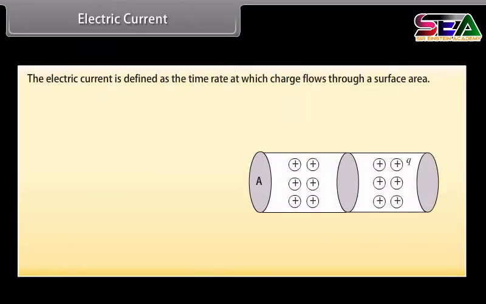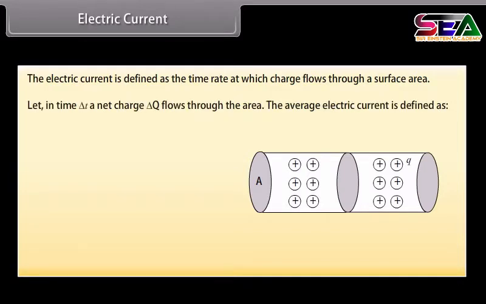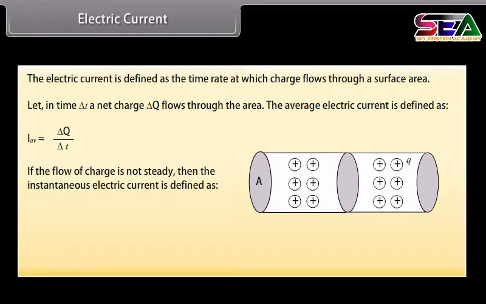Electric current. The electric current is defined as the time rate at which charge flows through a surface area. Let in time Δt, a net charge Δq flow through the area. The average electric current is given by Δq/Δt. If the flow of charge is not steady, then the instantaneous electric current is given by dq/dt.